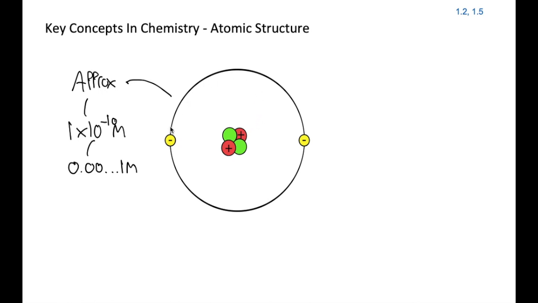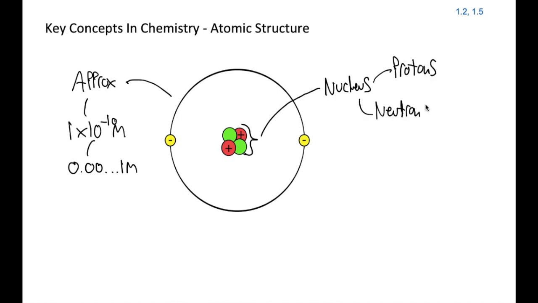The diagram shown here represents the nuclear model of the atom. At the center of the atom we have this thing called the nucleus, and the nucleus contains 2 of these subatomic particles, protons and neutrons. Protons have a positive charge and neutrons have no overall charge. They are neutral. And because we have a nucleus which contains positive subatomic particles and neutral ones, the overall charge of the nucleus is positive.